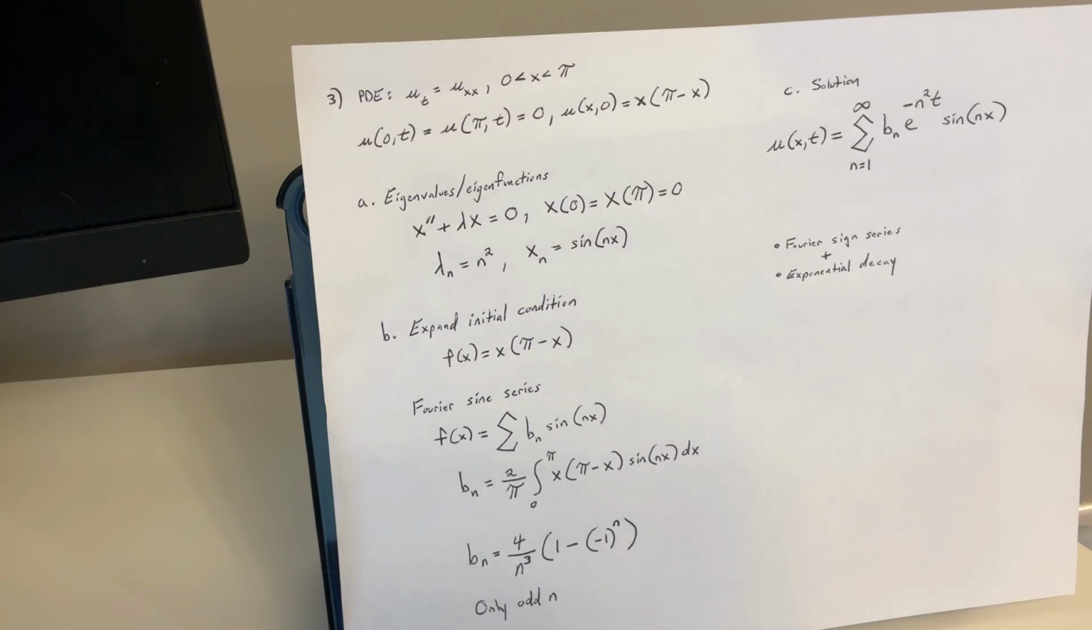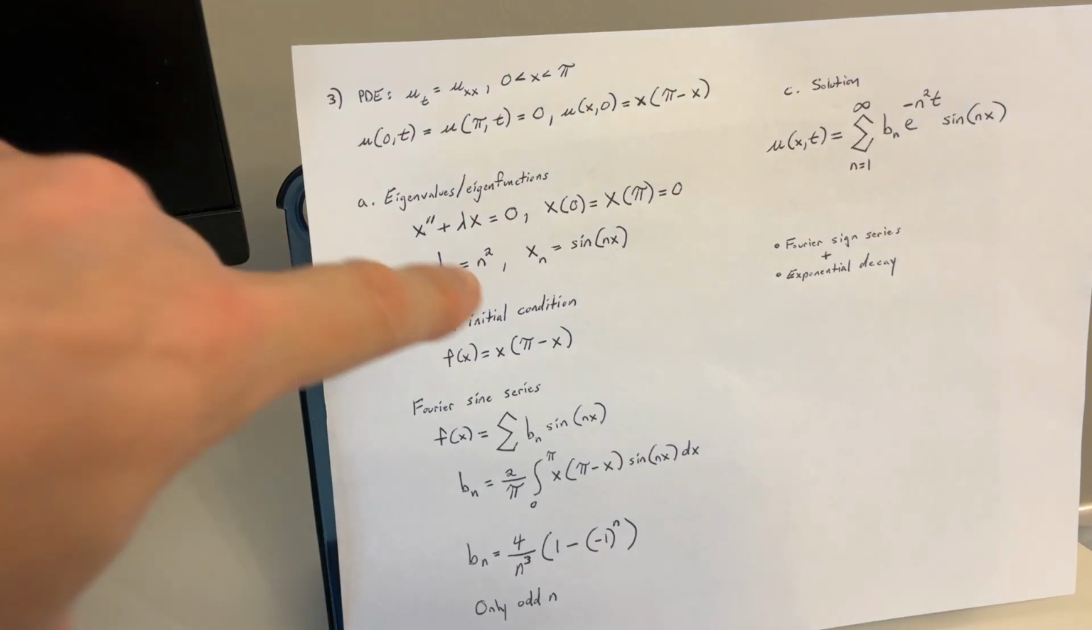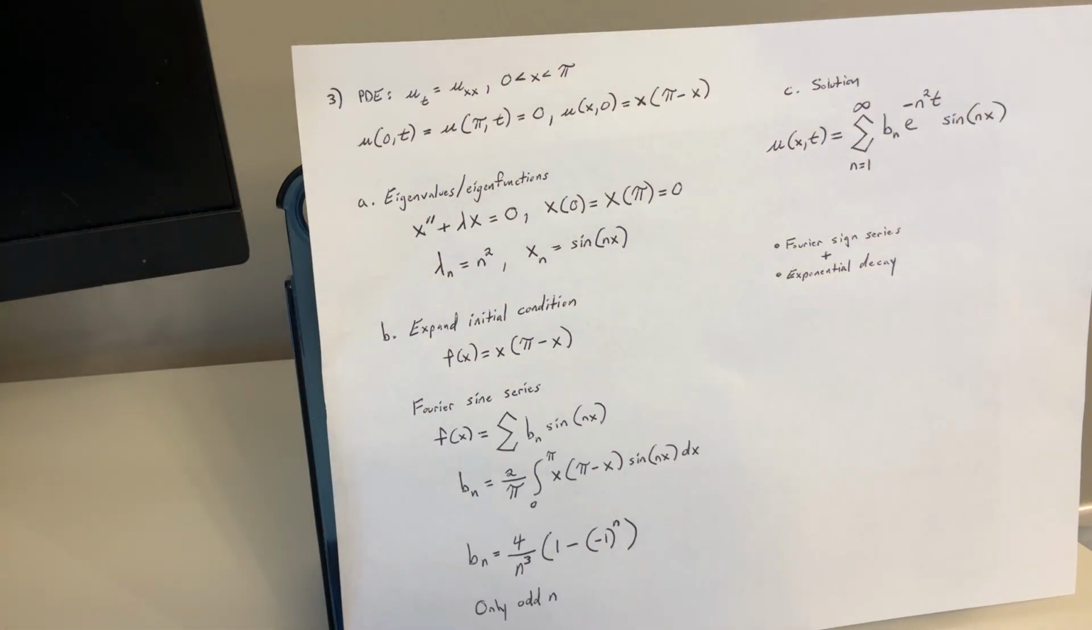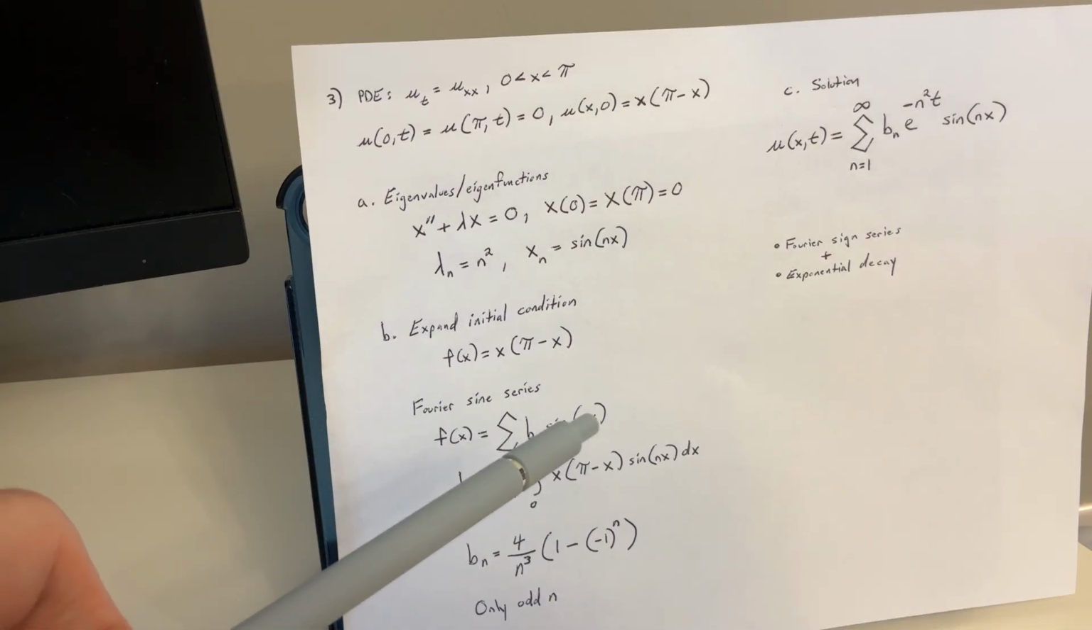So now from here, we want to expand that initial condition, f of x equals x times (pi minus x). So let's think about what we can do here. This is where the Fourier sine series comes in very, very handy. So f of x equals the summation of b sub n, that's the coefficient, times sine of nx.